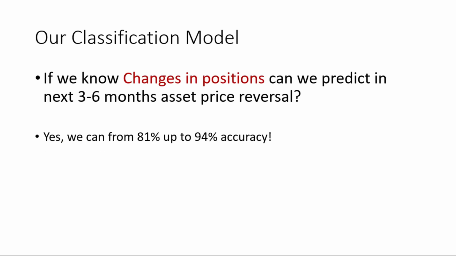I can tell you that we created a classification model and we watched the changes in positions, and we asked this question: if we know changes in positions in the COT report, can we predict the next 3 to 6 months asset price reversal? Believe it or not, we created the model and tested a lot of charts and a lot of data, for example, the last several decades. I just need to tell you that some data are not like this, because before, the COT report came every 2 weeks. Now it's every week.